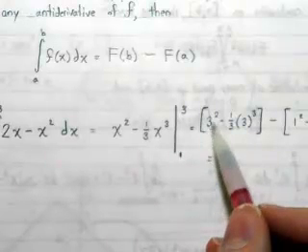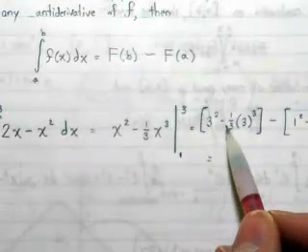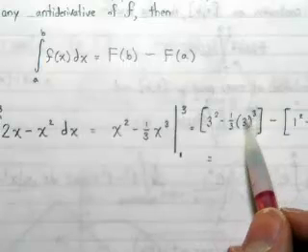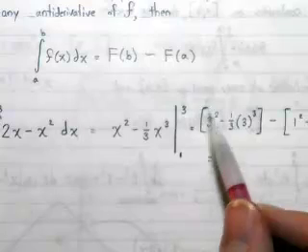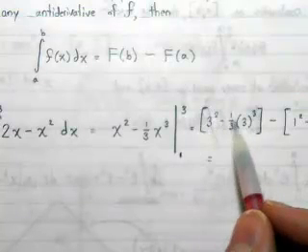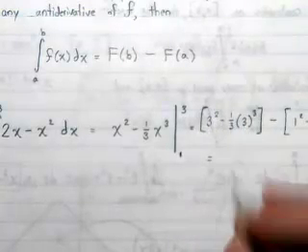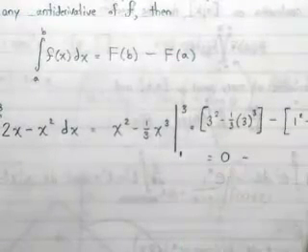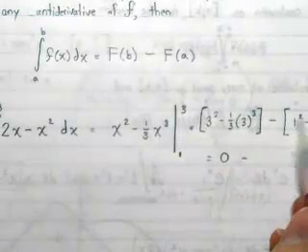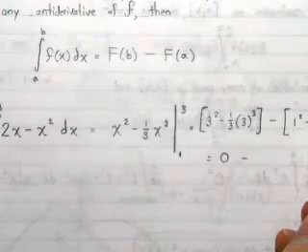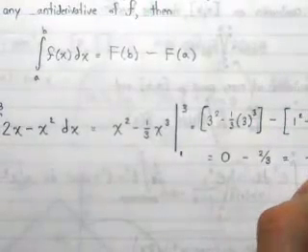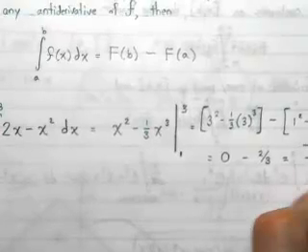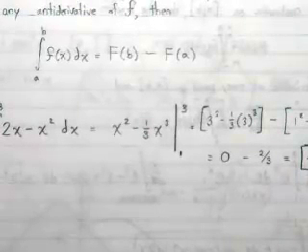So let's see, 3 squared, that's 9, minus 1/3, 3 to the 3rd. Well, this 1/3 will cancel one of those 3's. So this is actually 9 minus 9, 0. And then over here we've got 1 minus 1/3. So that's 2/3. So this should be negative 2/3.